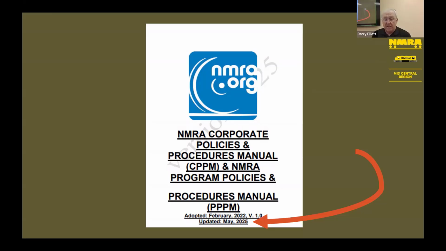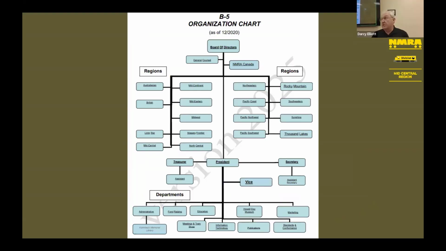This one was last updated May of 2025. Now, if you go online, you'll find the older one for reference, but this is out there also. So if you look and say, Fred said it was May of 2025, and this one says 2019, that's because you found the old one. Go look for the new one. It's out there. There's the org chart of the organization.